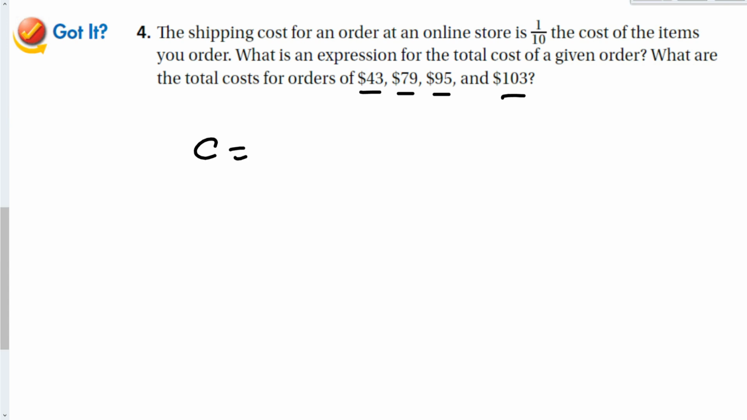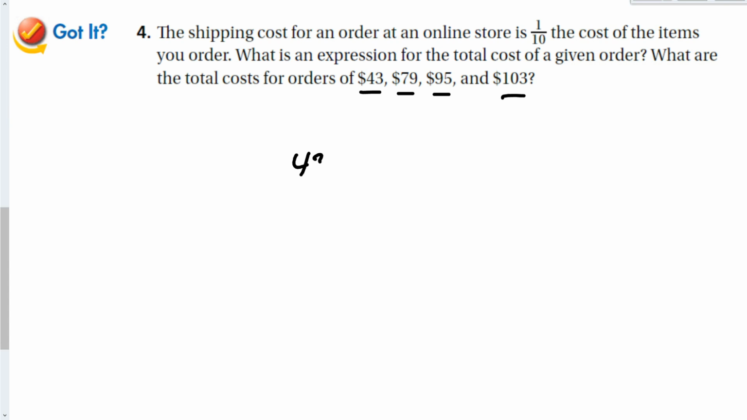Cost is going to be equal to my cost. What's the cost of items you order? What is the expression for the total cost? Total cost is going to be the cost minus 1/10 of the cost. Shipping cost. The shipping cost for an order at an online store is 1/10 times the cost of the items. No, actually, that's not right. So, shipping cost. Oh, well, you have to add.